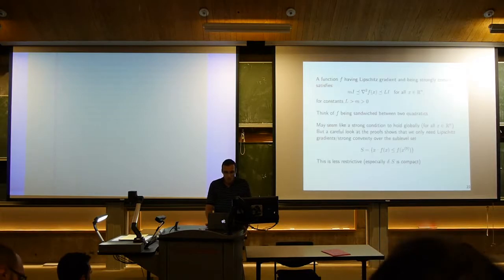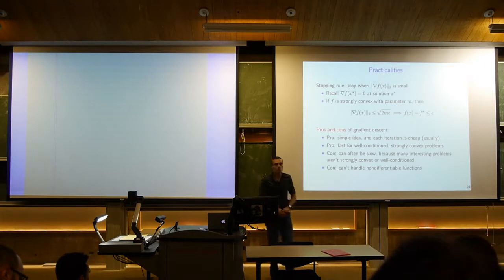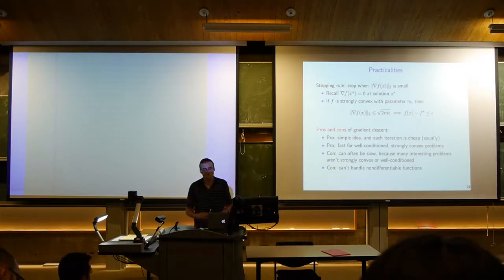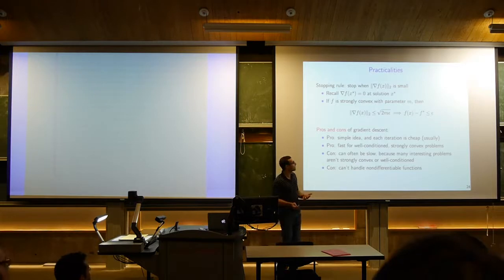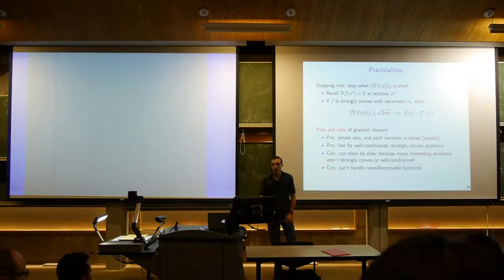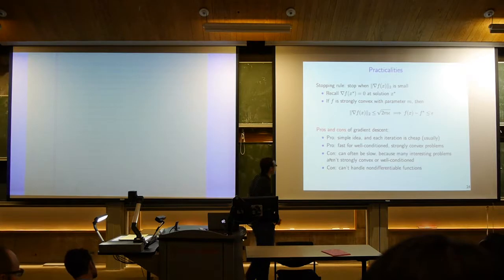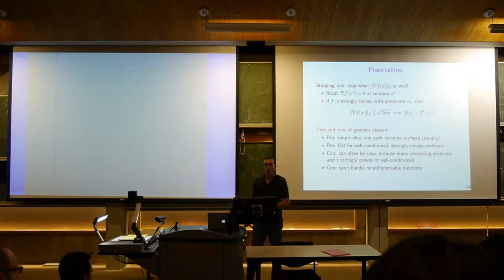Okay, and where does gradient descent fit into the grand scheme of things? So here are some of its pros and cons. It's rather simple. It's a very simple idea. And each iteration is usually cheap compared to, let's say, second order methods, certainly, which we'll talk about a bit later. So that's good. It can be fast for well-conditioned problems and problems that are strongly convex. A disadvantage is that it can often be slow because many of the problems that we want to solve in practice aren't actually strongly convex or they're poorly conditioned.